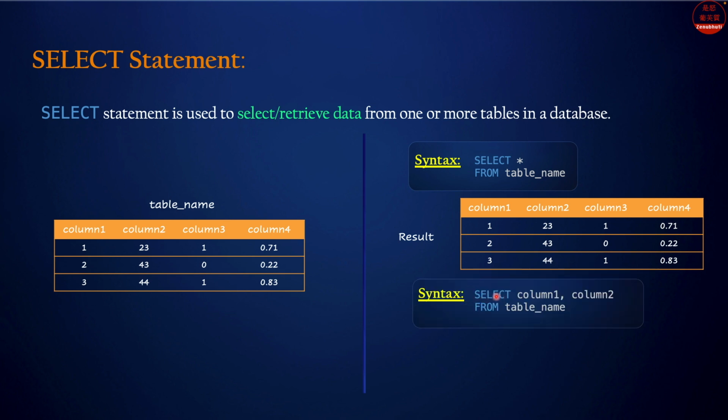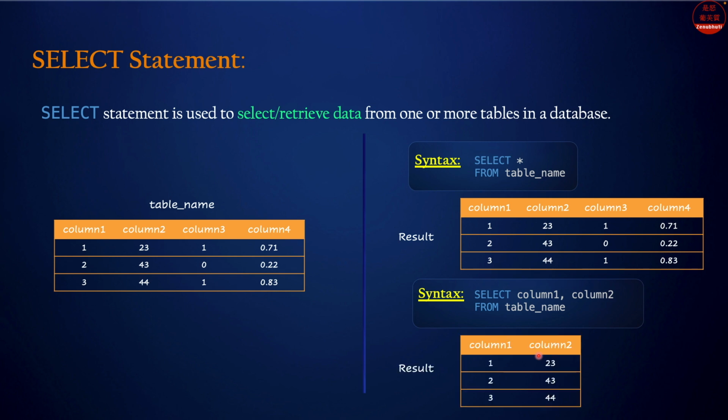Now the syntax is here. You will use the select keyword, and after that you will mention your column names. Here we want column 1 and column 2, and then you will write from and mention whatever your table name is. So here the table name is table name, and let's see what the result will be. If you see the results, you got column 1 and column 2 and all the rows for those.